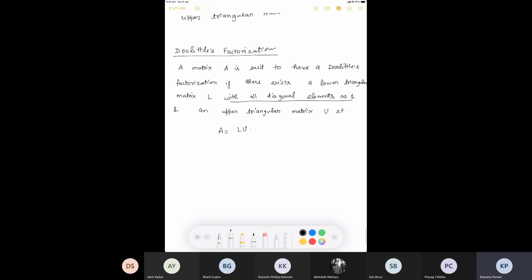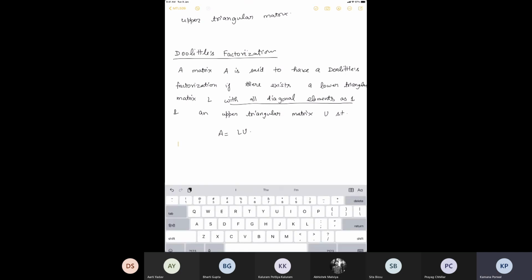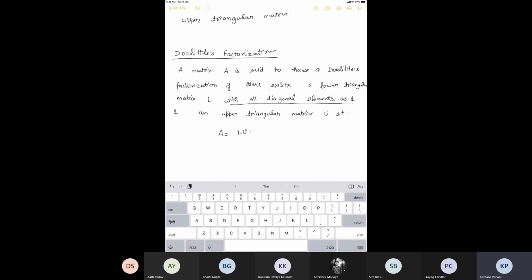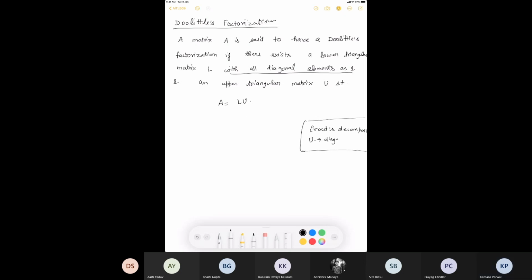Okay, so you can also seek the representation of A as L into U, where U has the diagonal entries equal to 1. That is a different representation, called Crout's representation or Crout's decomposition. In case you are interested, you can check that out. So here the diagonal elements of U are 1.